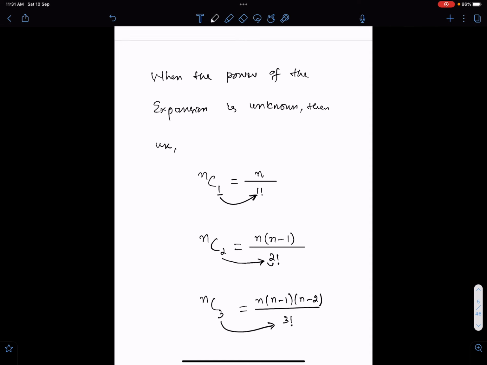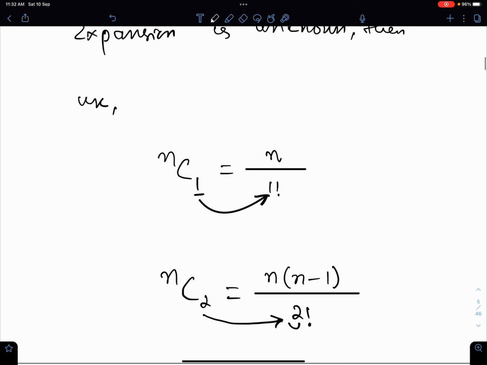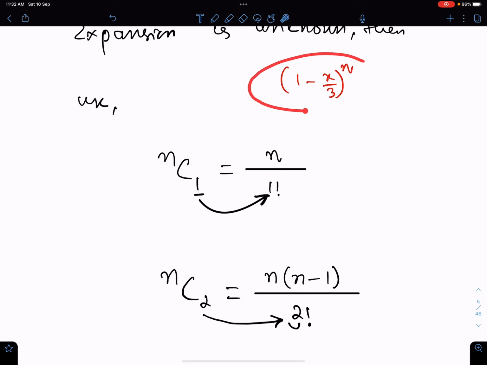So this is the way to simplify combinations in terms of n when the power of the expansion is unknown, when we have these types of questions. For example, (1 minus x upon 3) whole power n. So to solve these types of questions, we need to simplify combinations.